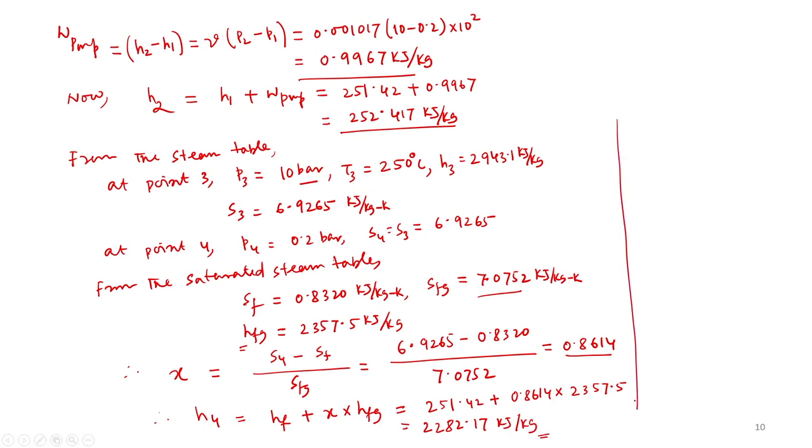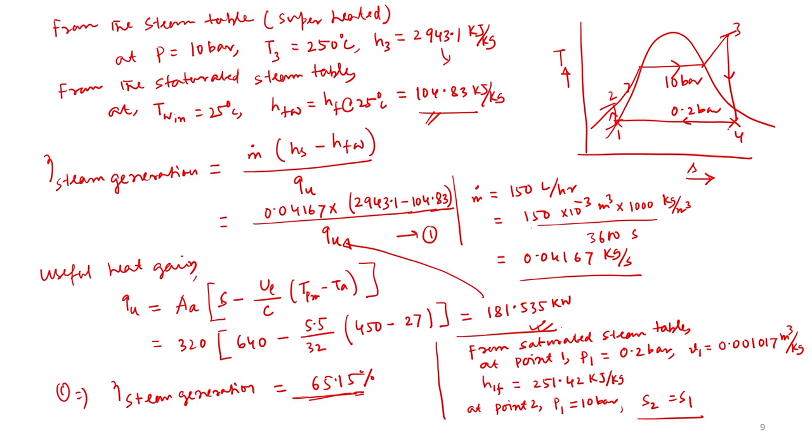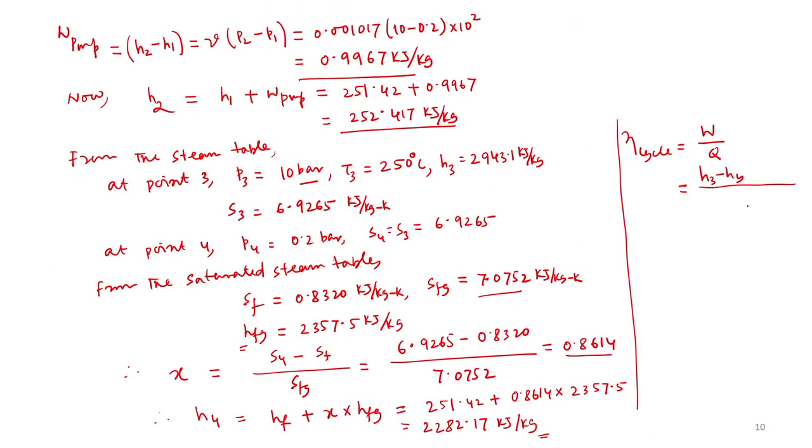Once we are done with this, we can calculate the cycle efficiency, and this is an ideal cycle, right. The cycle efficiency can be defined as net work done divided by heat supplied. The net work done will be H3 minus H4, minus H2 minus H1, divided by heat supplied, H3 minus H2. If we substitute those values, the efficiency comes out to be 24.53%. Okay.